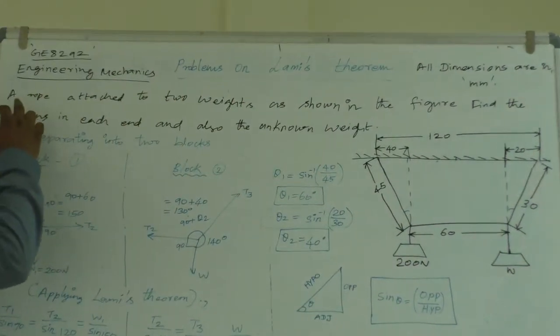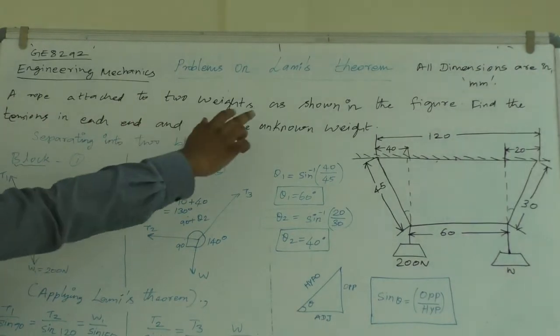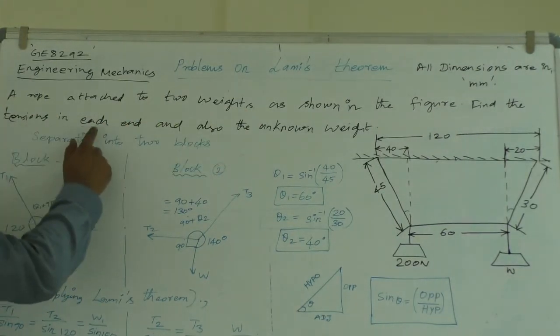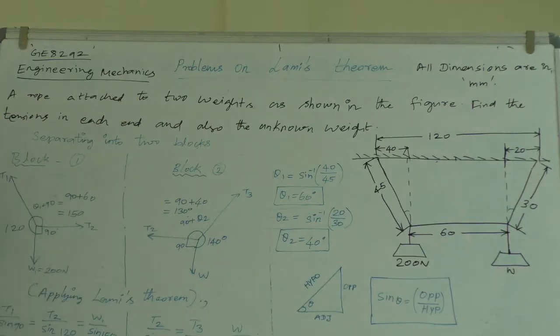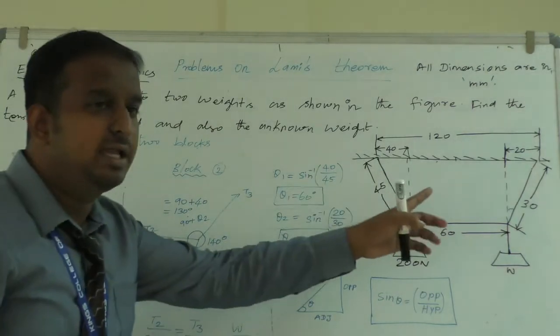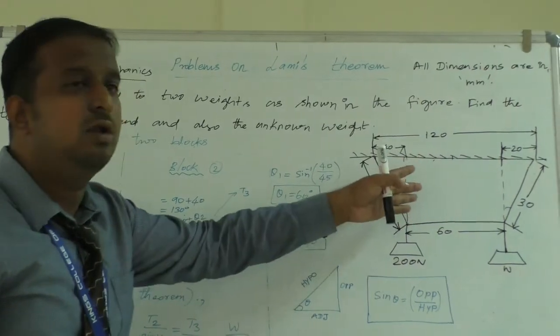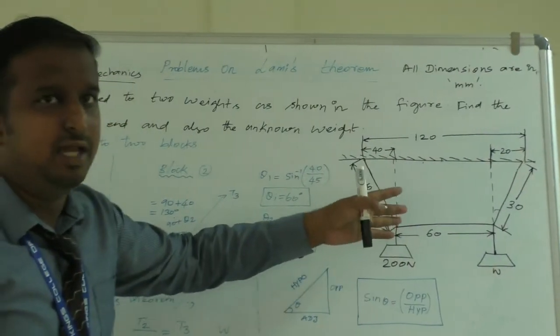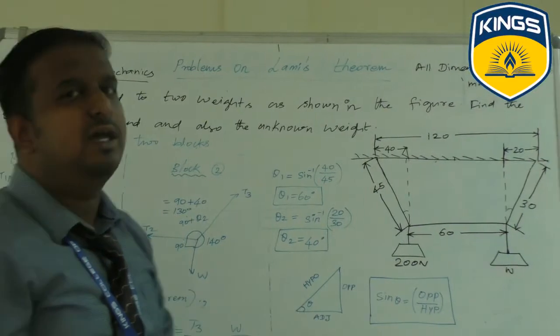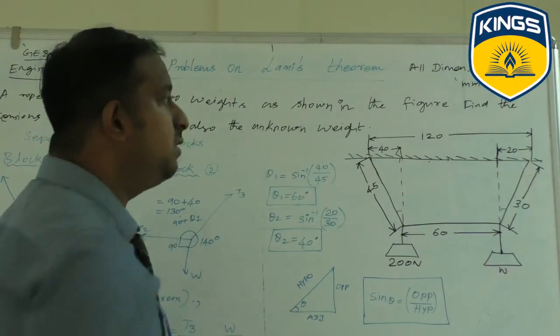A rope is attached to two weights as shown in the figure. Find the tensions in each end and also the unknown weight. While focusing on the diagram, we already used the same diagram in the previous video, but here we have some minor changes. So what are the changes we need to see?